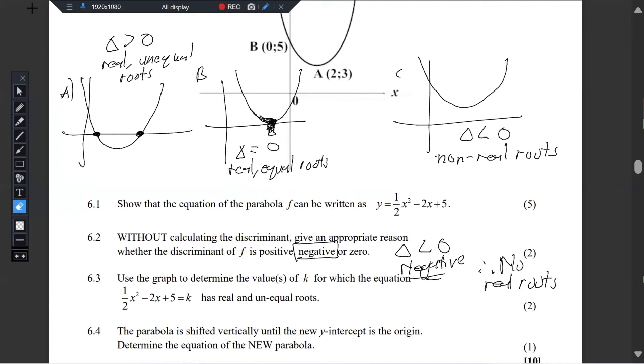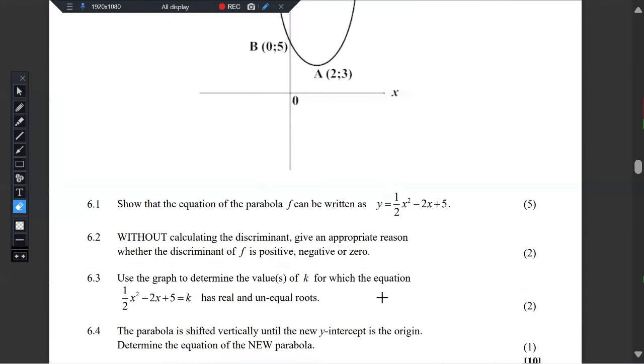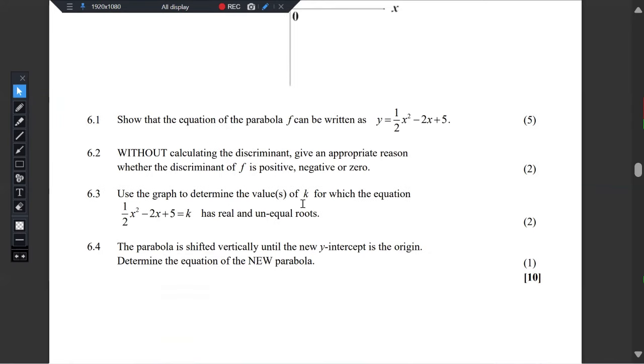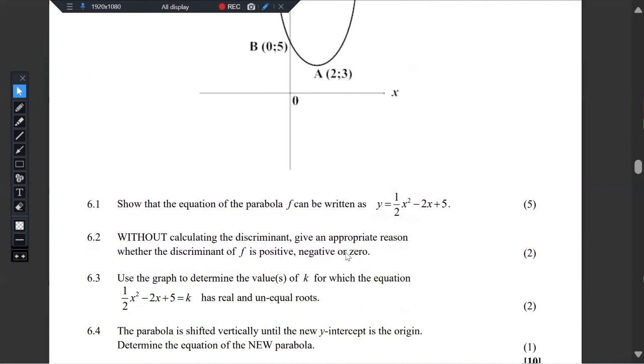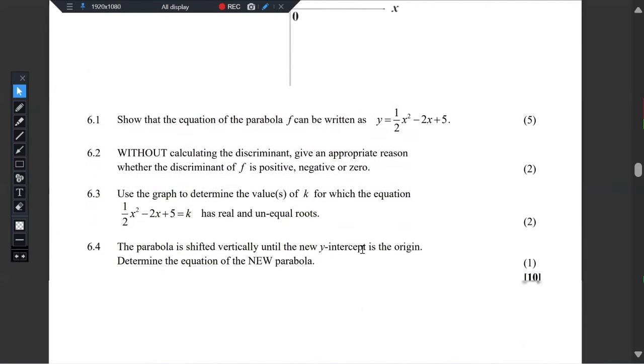Then we have 6.3. It says use the graph to determine the value of k for which the equation half x squared minus 2x plus 5 is equal to k has real and unequal roots. So they want where it has real and unequal roots. So where will it start having real and unequal roots? Now, this is what you need to note.